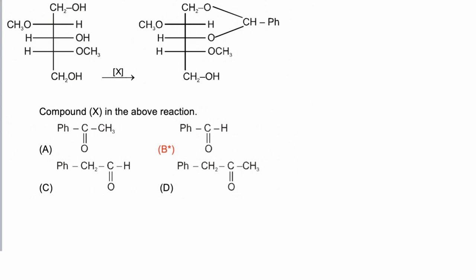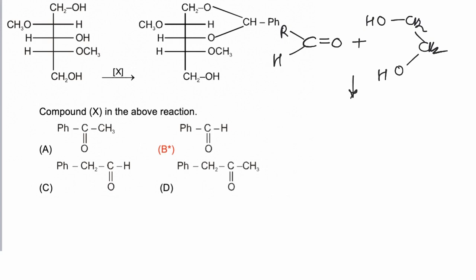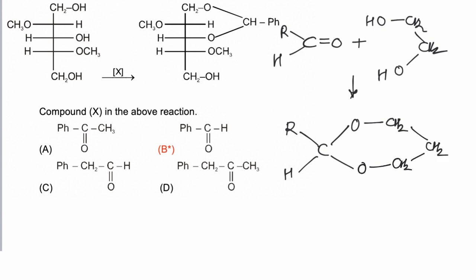This reaction is an example of hemiacetal and acetal formation. Whenever a carbonyl compound is treated with a polyhydric alcohol, there is a possibility of intramolecular reaction, and after intramolecular reaction, it will be converted to a hemiacetal, and the hemiacetal will finally be converted to an acetal. So this is the product which forms during the reaction.